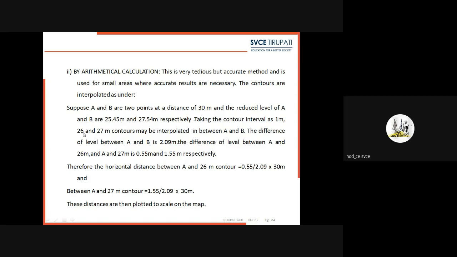For 26 we need 0.55, so that difference is 0.55 divided by the total difference. The total difference from here to here is 2.09, so 0.55 over 2.09 equals x, the horizontal distance from here to here, divided by 30, which is the full distance from here to here.